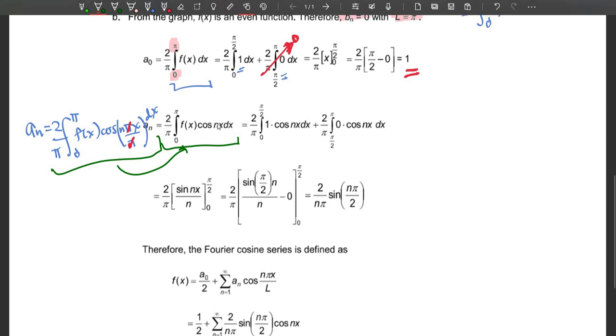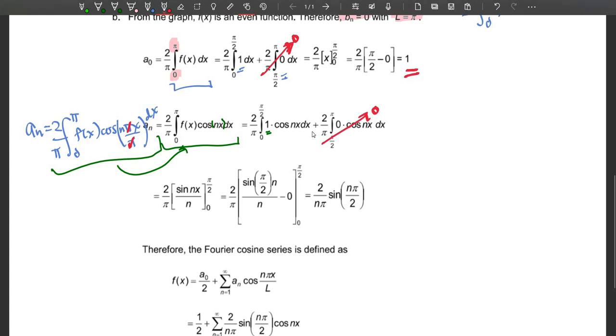And then I would suggest you write this function in brackets, because you might not see it here. So right now, we will integrate. 2 over pi, integrate 0 to pi over 2, 1, because f(x) is equal to 1, times cos nx with respect to x, plus 2 over pi from pi over 2 to pi, 0 times cos nx with respect to x. Since anything multiplied by 0 is 0, this part will be 0.